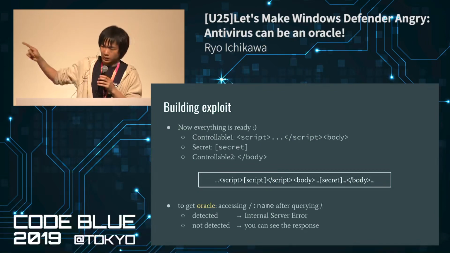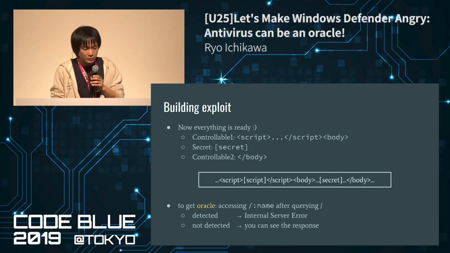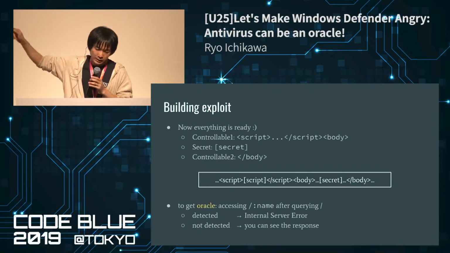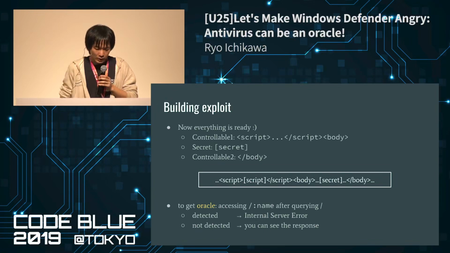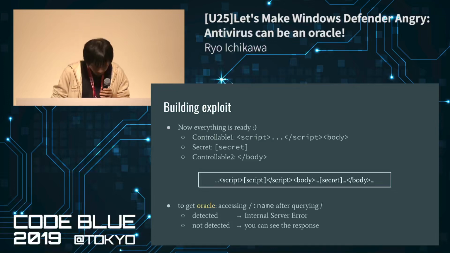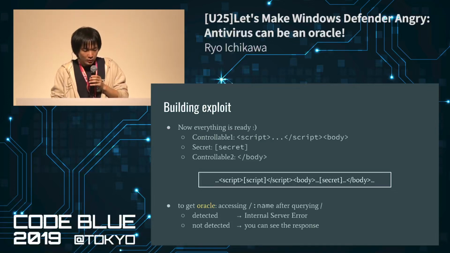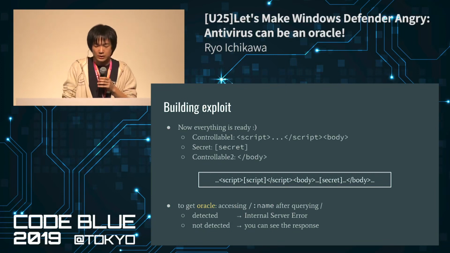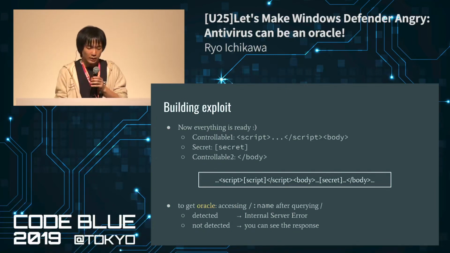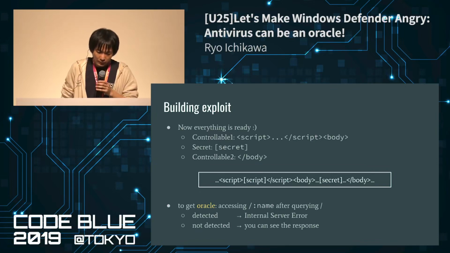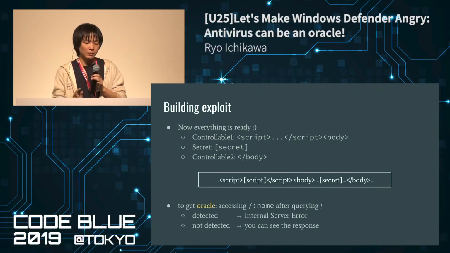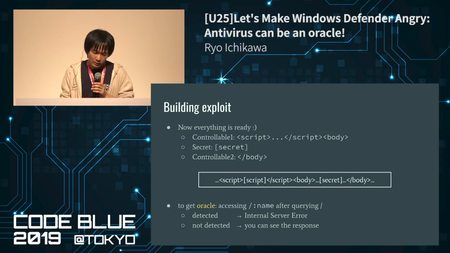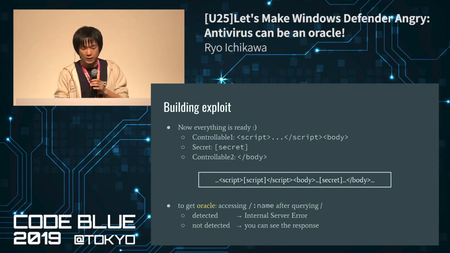So this is the structure of the fast demo application: controllable area 1, 2, and the secret. And if you put payloads like this, you can leak the secret by iterating over elements. To get the Oracle, it's enough to just access the name query after querying /. If the web server responds with an internal server error, it means the content was detected. And if you see a normal response, it's not detected.